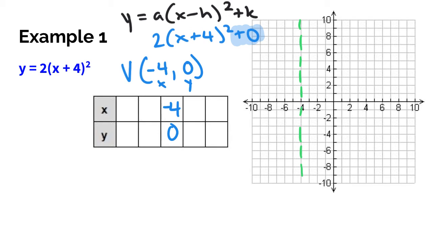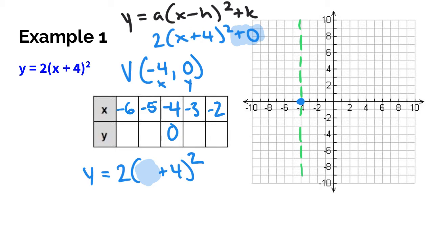And then all I got to do is plug these values in. Knowing I'm at negative 4, 0, I'm going to plug these values into my function where I see x. So y would equal again 2 times x plus 4 squared. And where I have this blank is where you guys are going to fill in those inputs. And our inputs are going to be centered around negative 4. So I would have negative 5 and negative 6 on the low end, and negative 3 and negative 2 on the high end. So plugging those in, I'm going to get 8, 2, 0, 2, and 8.